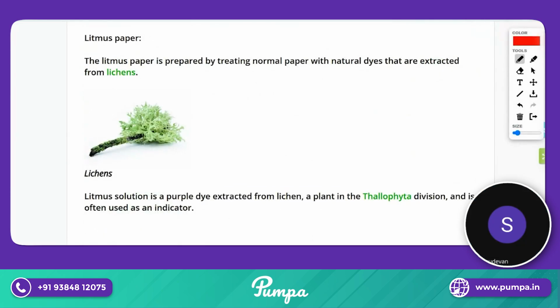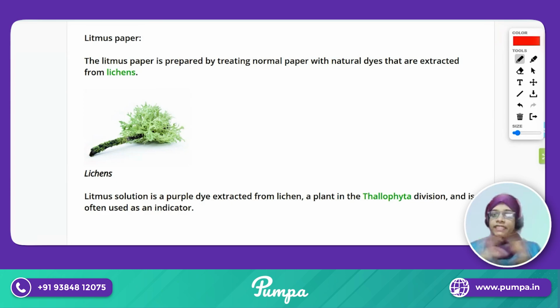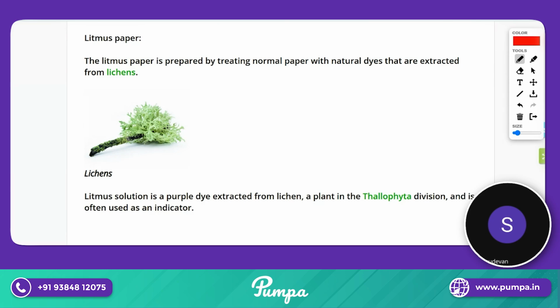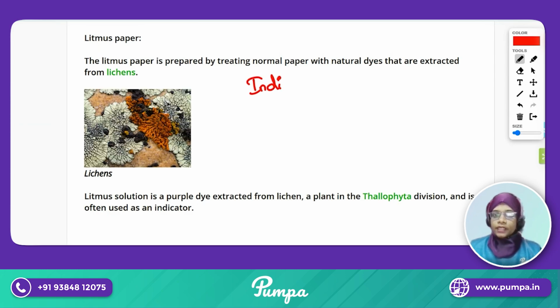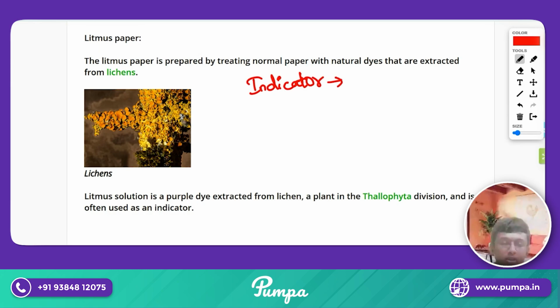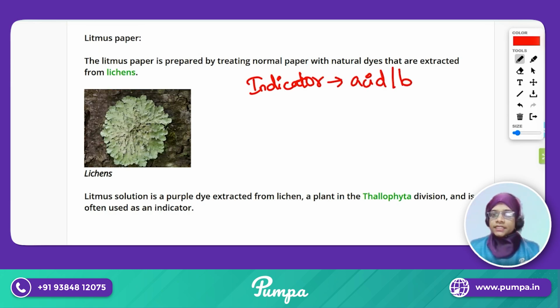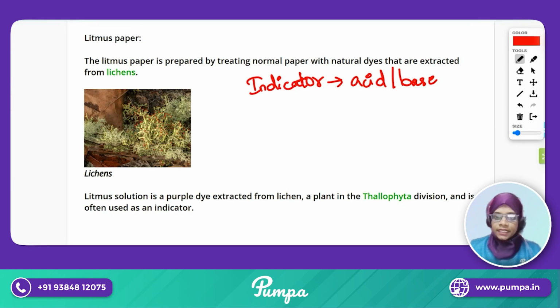Litmus paper, ma'am. Yes, very good. So just like your bike has an indicator, right? We have seen indicators in the bike. Why do we have that? To indicate to others that we are going in a direction. Yes, so that is helpful in that way, right? Just like that, indicators in chemistry help us to know if a substance is an acid or a base. So to identify whether a substance is an acid or base, we will be using these indicators.